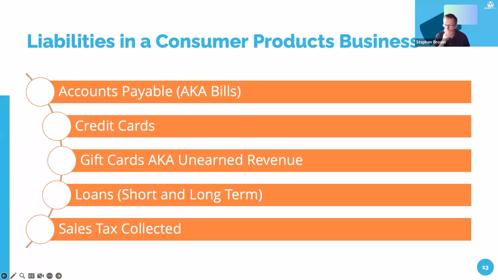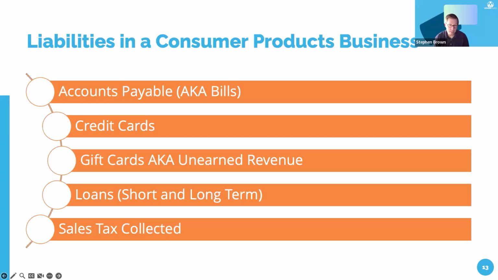Okay. Then you get into your liabilities. So the most common liabilities you see in a consumer products business, and some of these are in every business: accounts payable, aka the bills, and credit cards. So when you're doing transactions, those are usually building up a liability. I've got to pay off that credit card.